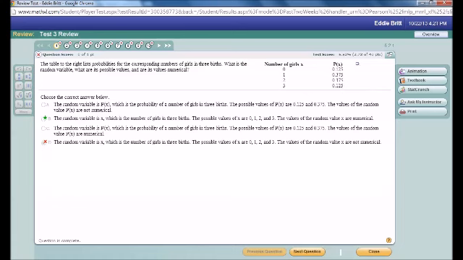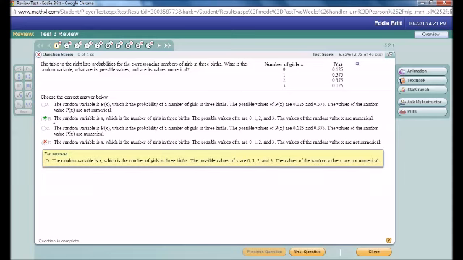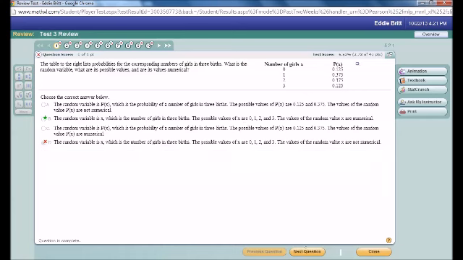But the problem just wanted to know what is the random variable. It's these numbers here, 0, 1, 2, 3. The number of girls, X, that's the random variable. That's what the choice says here. The random variable is X, which is the number of girls in 3 births. The possible values of X are 0, 1, 2, 3. The values of the random variable are numerical.